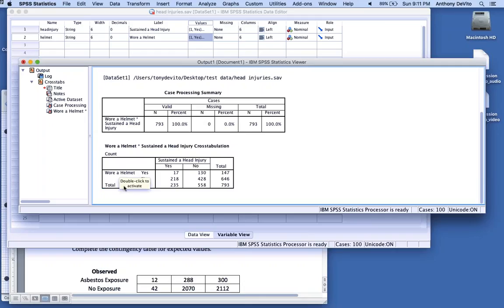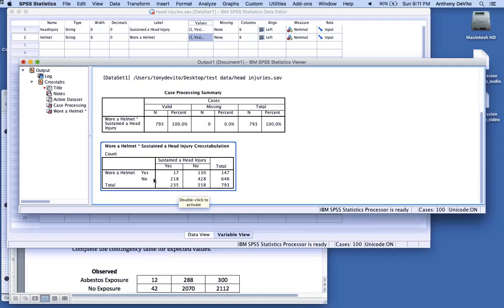How many people were in this study? Well, there were 793 people that went to emergency rooms after an accident on a bicycle. And as it happens, 147 had been wearing a bicycle helmet, and 646 had not been wearing a bicycle helmet. There were 235 with head injuries. There were 558 that did not have head injuries, that had some other injury.